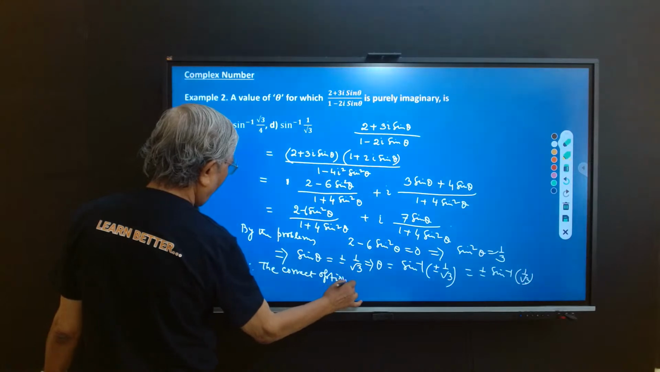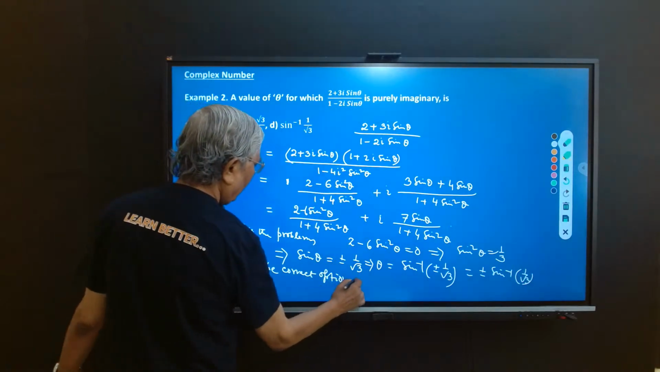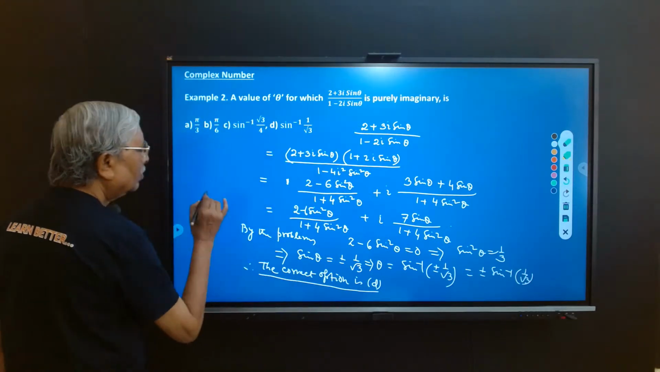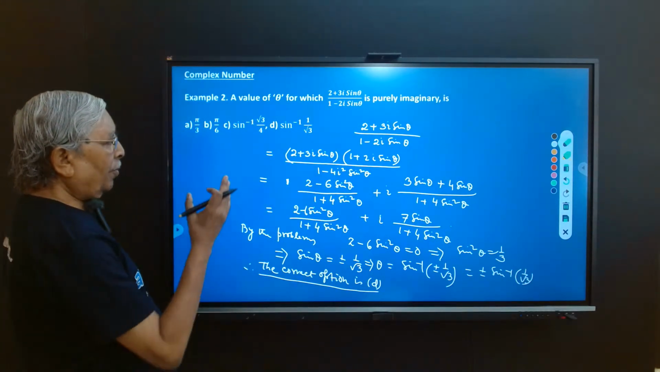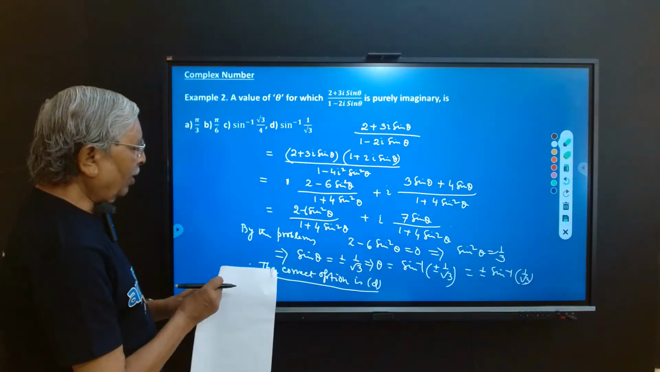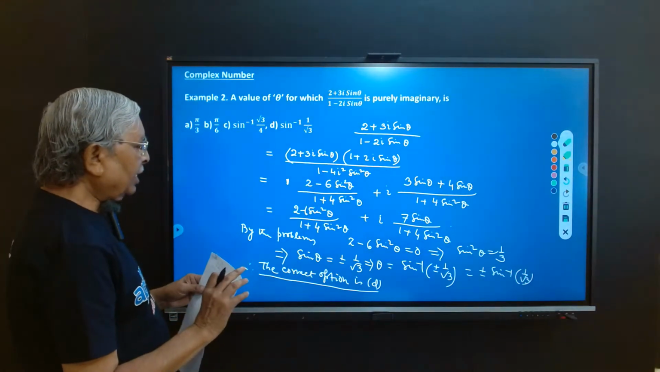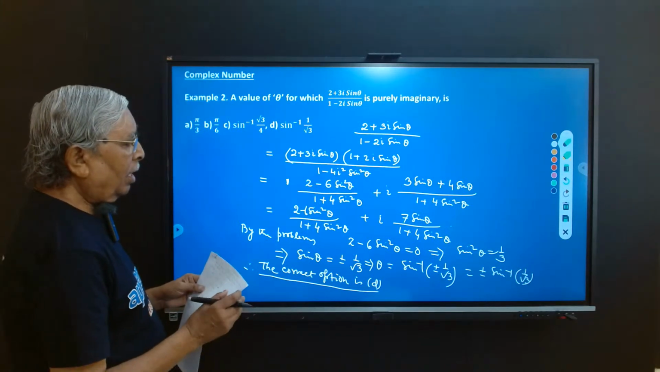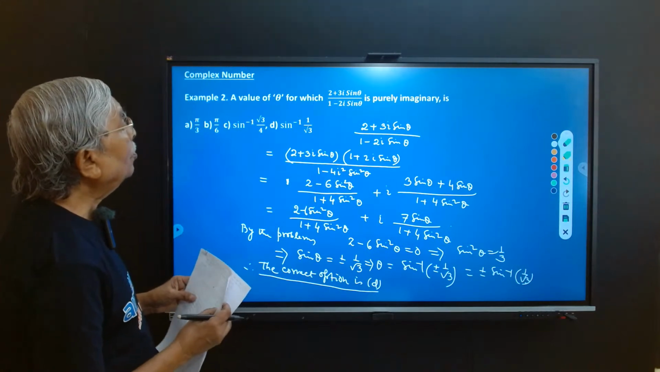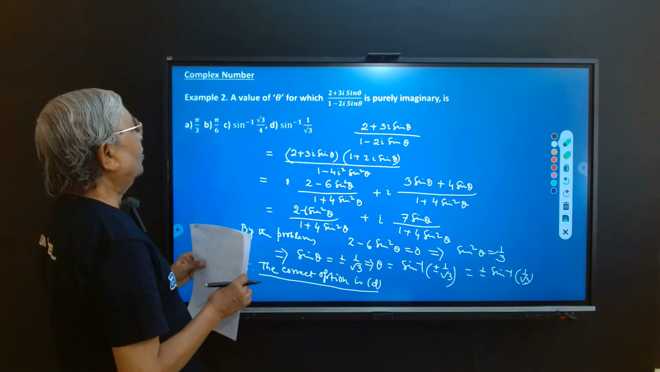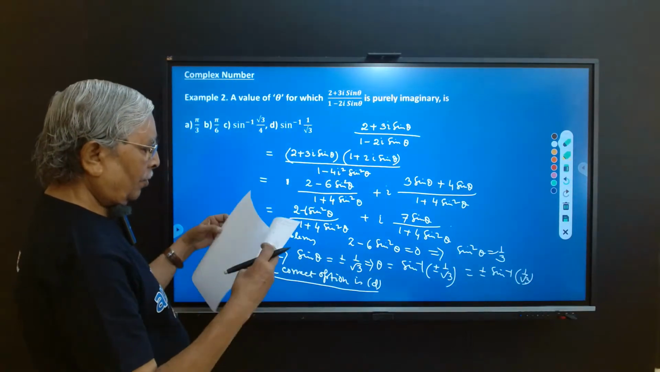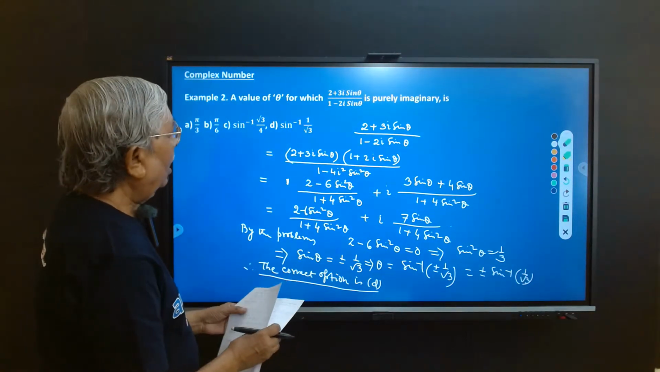For the given options, the correct option is D. Just put it in the form a plus ib. Setting the real part to 0, we get theta equal to plus or minus sin inverse 1 by root 3. So we want the value of theta, so D is the correct option.